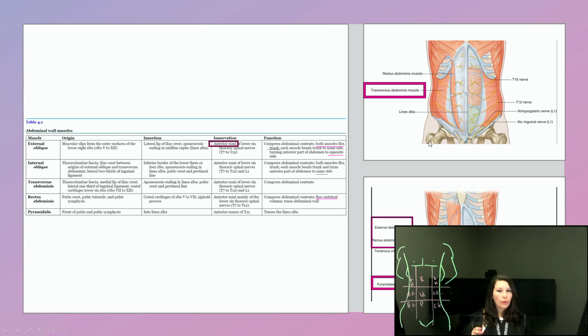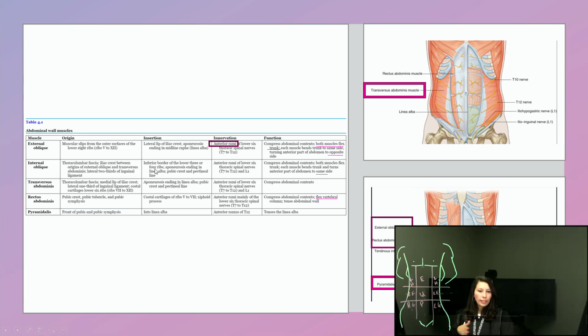For example, your external oblique is going to be flexing the trunk, and typically it's going to be doing the bending of the trunk on the same side and turning the anterior part of the abdomen to the opposite side, in comparison to your internal oblique, which instead is going to be turning the anterior part of the abdomen to the same side.